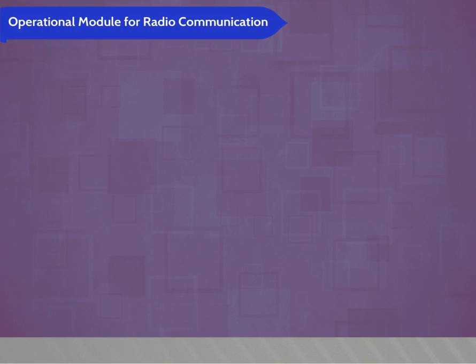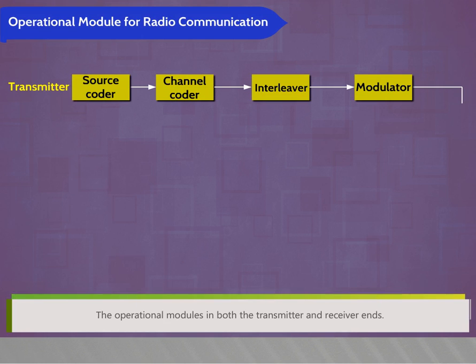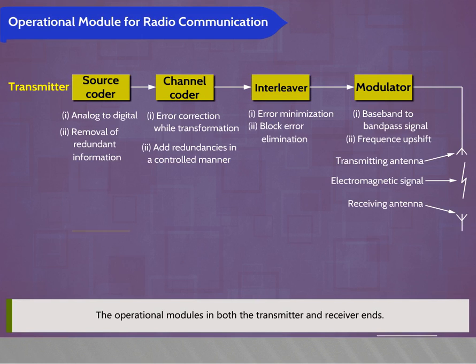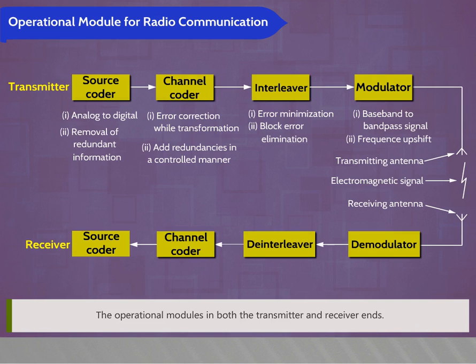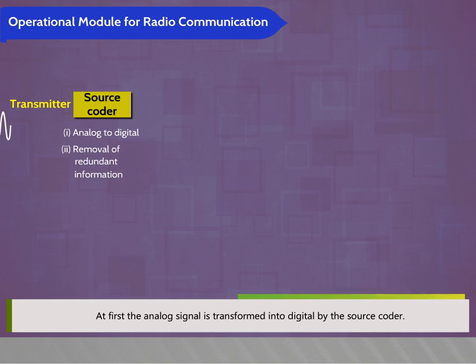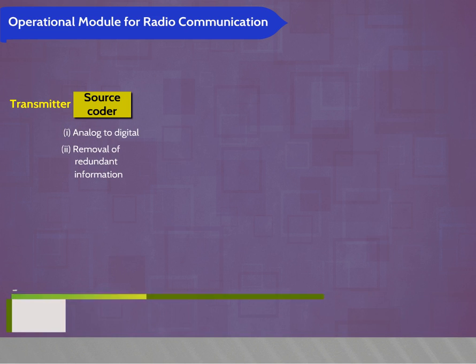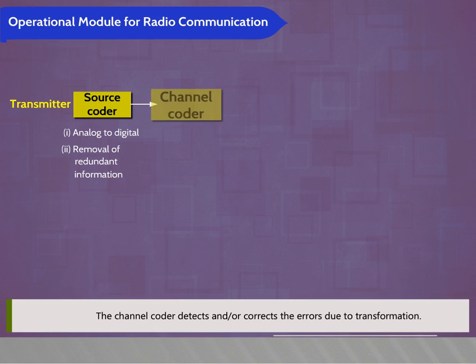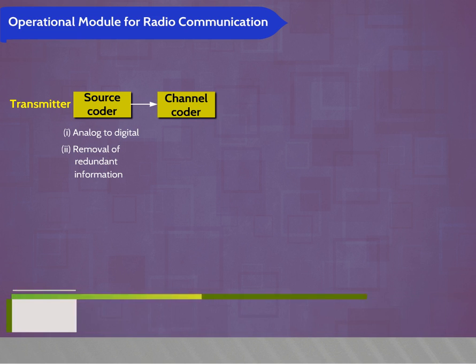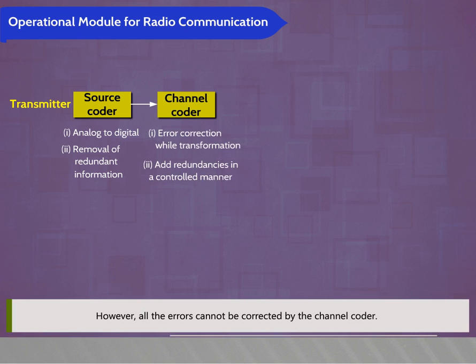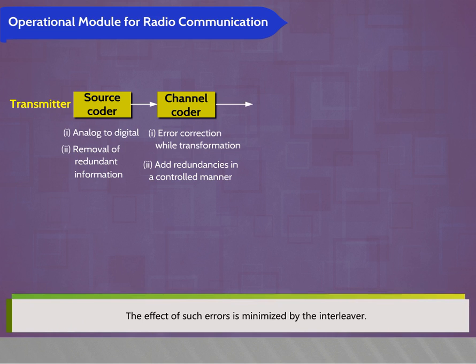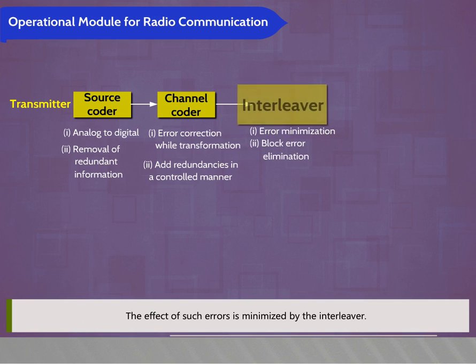Operational module for radio communication. The operational modules in both the transmitter and receiver ends. At first, the analog signal is transformed into digital by the source coder. The channel coder detects and or corrects the errors due to transformation. However, all the errors cannot be corrected by the channel coder. The effect of such errors is minimized by the interleaver.